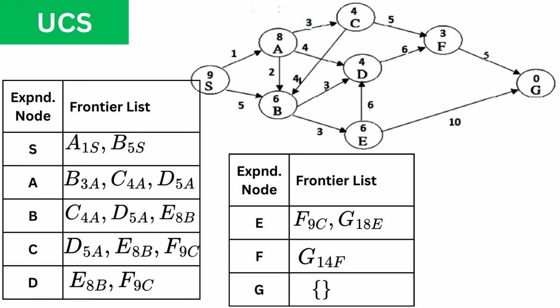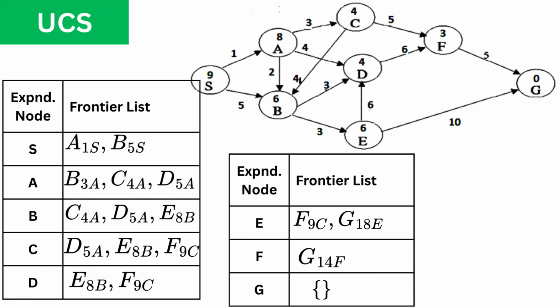Now we will dequeue B, and the children of B are D and E. D is already in the list with cost 5, so it will not be replaced. E will be inserted at the end of the queue with the cost 8. Now we dequeue C, and the children of C are F and B. B has already been visited, so we will append F at the end of the queue with the cost 9. Now the next is D. The children of D are F and E. We already have E and F in the queue with the least cost.